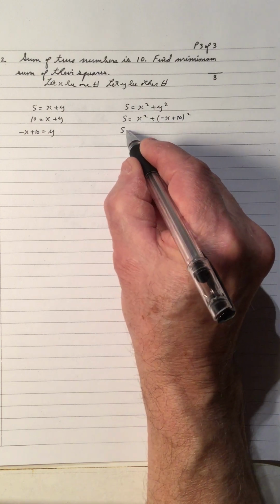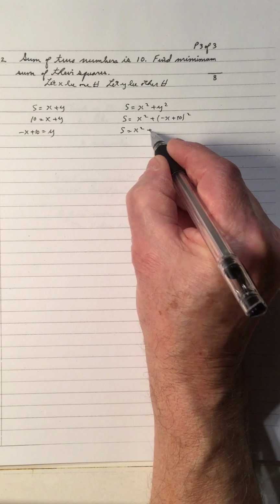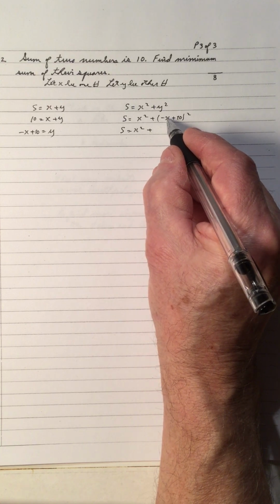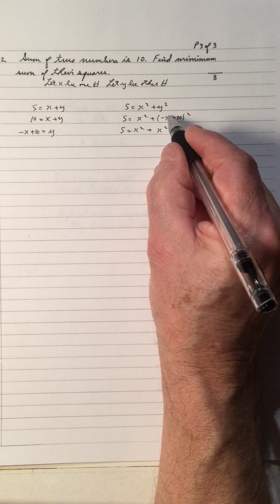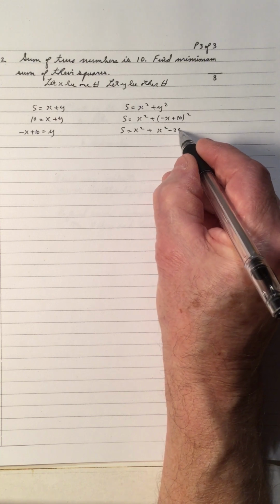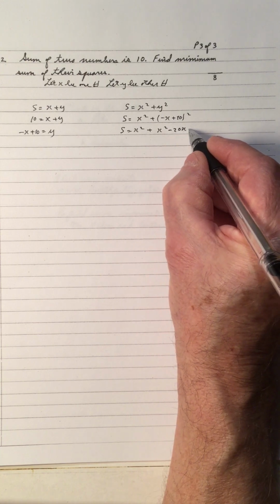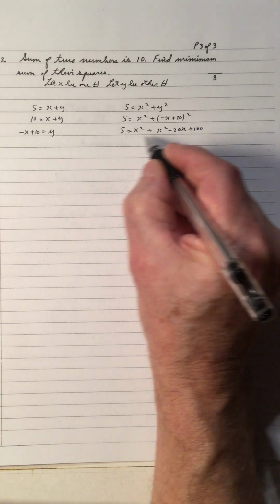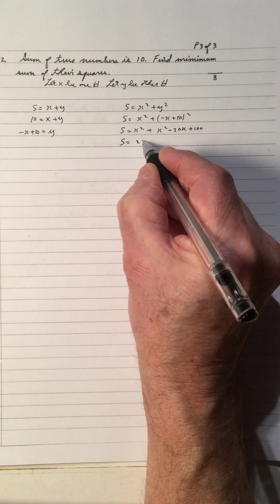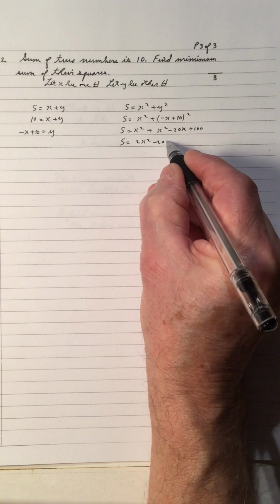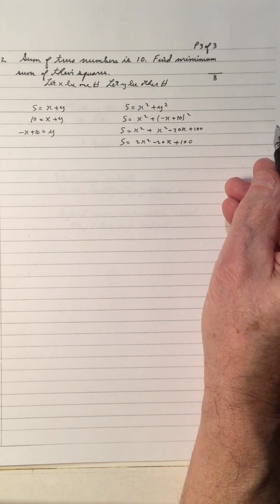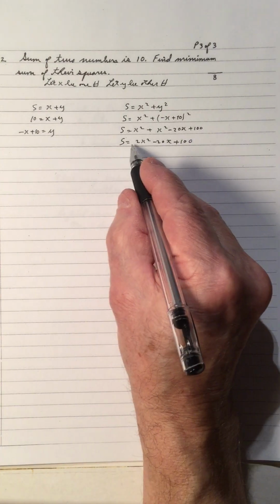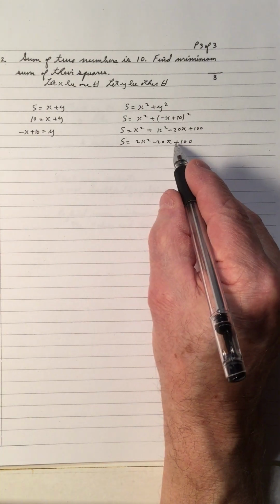Now we have the sum is x squared plus negative x plus 10, squared. Negative x squared is x squared. Multiply negative x by 10 and double it, negative 20x. And 10 squared is 100. So the sum is 2x squared minus 20x plus 100. Now the sum is a function of x.